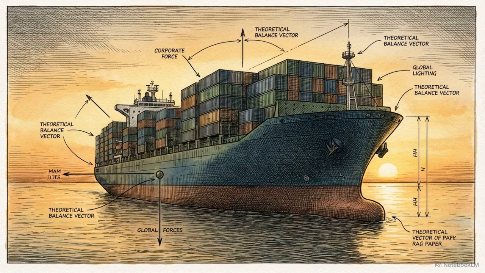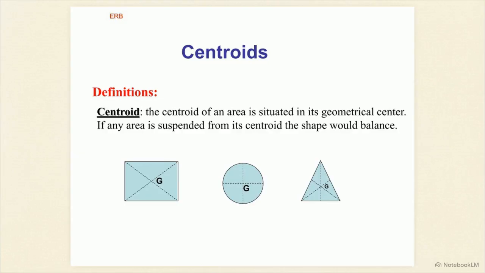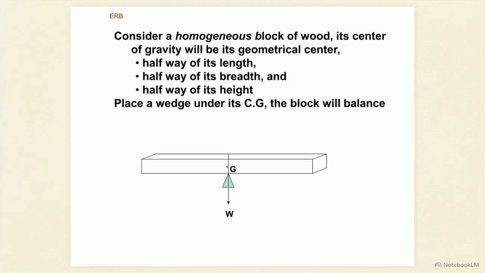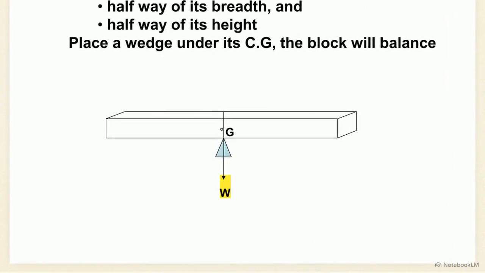This diagram shows the precise geometric centers of a rectangle, a circle, and a triangle. These geometric centers are called centroids. When we extrapolate a 2D centroid into a 3D homogeneous body, meaning an object with uniform density, that geometric center becomes its center of gravity. If you suspended the object from this exact point, it would balance perfectly. We can observe this physical law in practice. By placing a wedge under the exact center of gravity of a uniform block of wood, the downward force of gravity is perfectly countered by the upward force of the fulcrum.